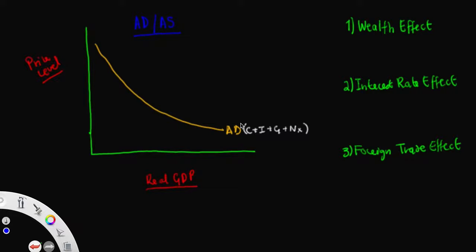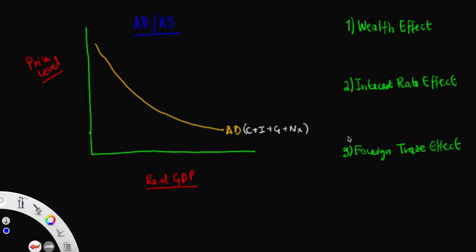Alright, what's up guys? So today we're going to be talking about aggregate demand and aggregate supply. Specifically in this video, we're going to be talking about aggregate demand and why it's downward sloping. And it's downward sloping for three reasons, which we're going to cover in this video. The number one reason is wealth effect, number two is interest rate effect, and number three is the foreign trade effect.